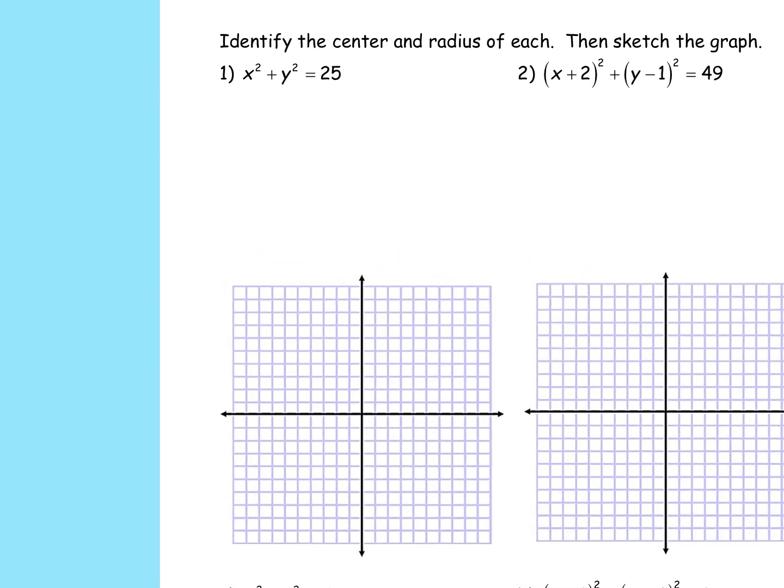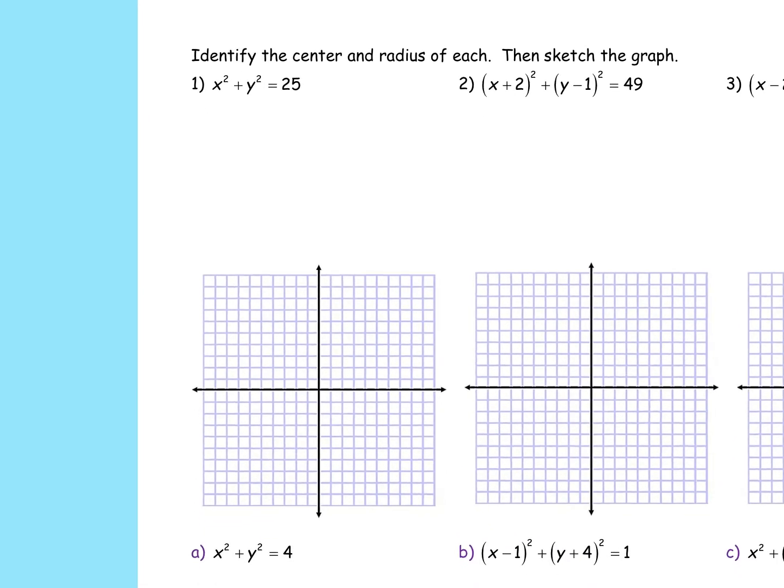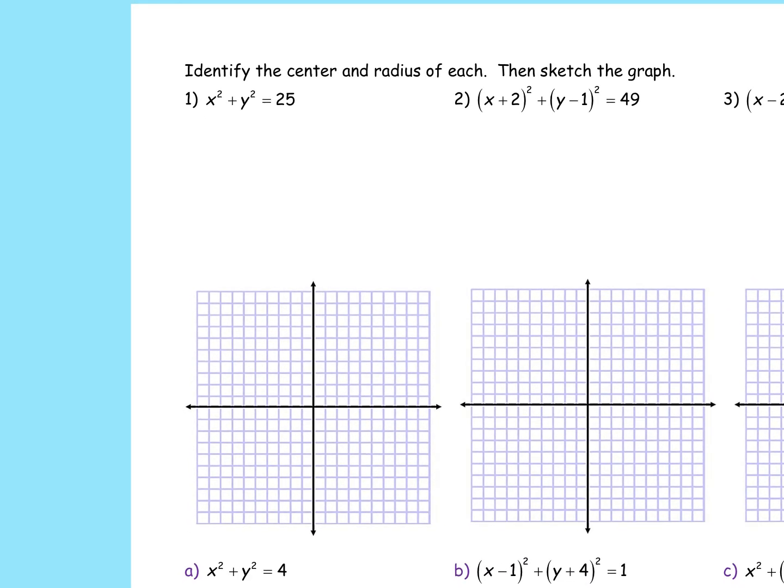So I need to find the center and my radius. Well, since I'm not adding anything to x or y, my center of this one would be (0, 0). Is everyone okay with that? Okay. And the radius is, so I know that r squared equals 25, so I take the square root of that, so r equals 5. Right? Drawing this is super hard.